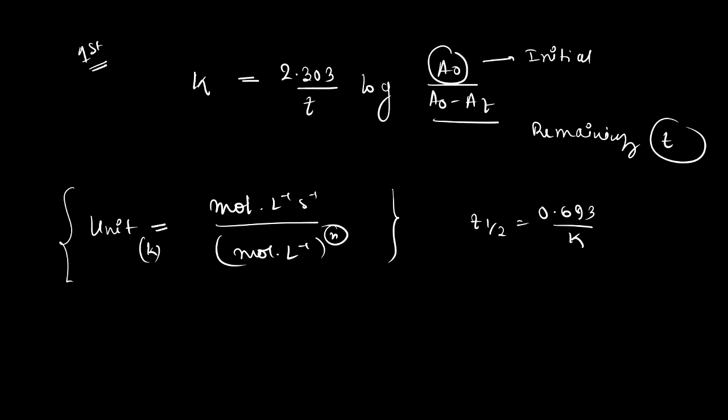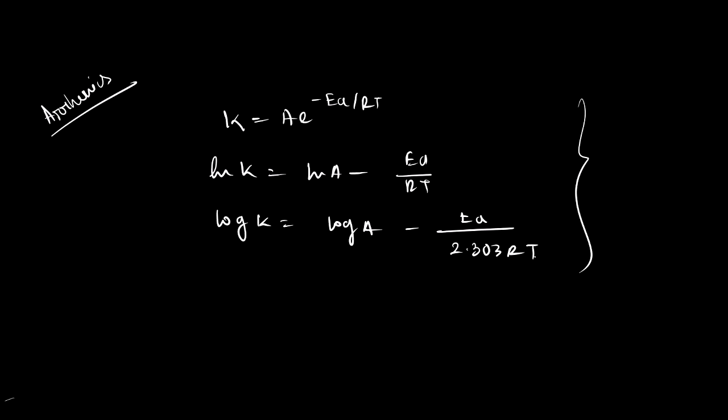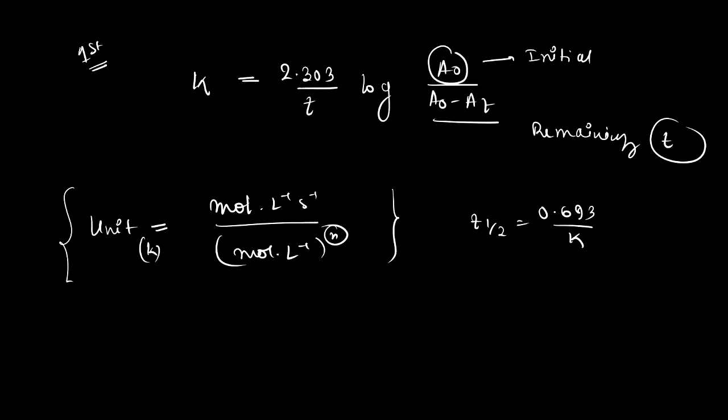And another thing, how the rate constant is dependent upon the temperature, how it will vary. This we can say from the Arrhenius equation. In the Arrhenius equation, K is equal to A e to the power minus Ea by RT. In ln form, we can write ln K is equal to ln A minus Ea by RT. Log K is equal to log A minus Ea by 2.303 RT. So that is our equation. And besides that, we also have some graphs that you can find out from this equation.